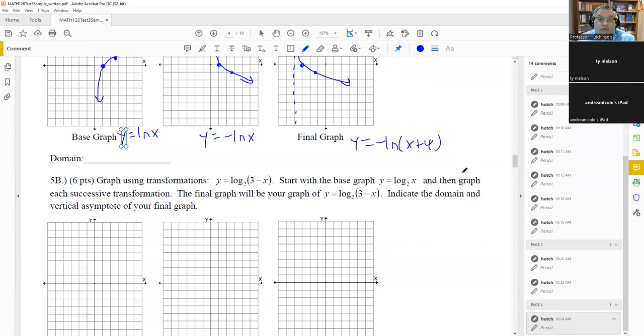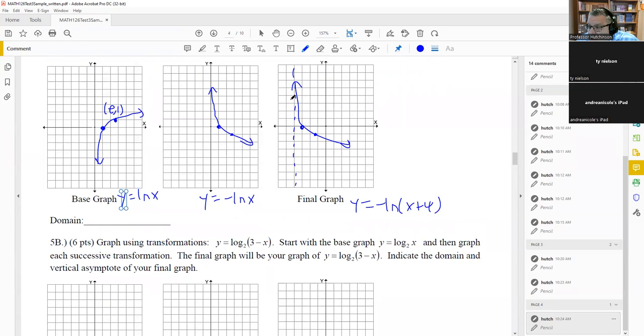This also has a different flip that we can talk about. Oh, by the way, this has a domain. It's going to ask you for domain here. We see that the graph only opens up to the right. So it's going to be from -4 to infinity. I'm sorry, -4 is not included. It's got to be a parenthesis. Okay, so -4 parenthesis because it never actually reaches that. It's a vertical asymptote.